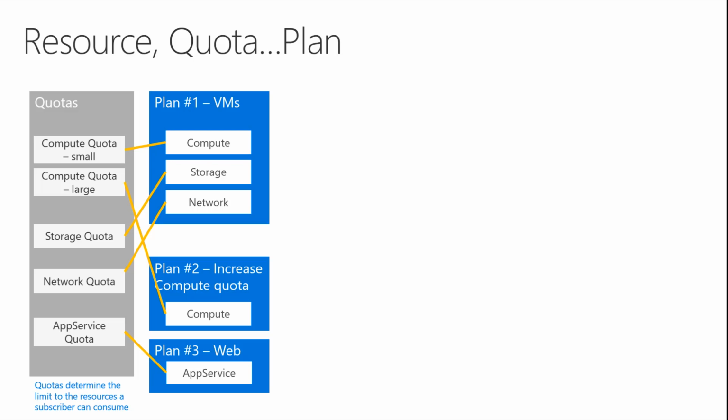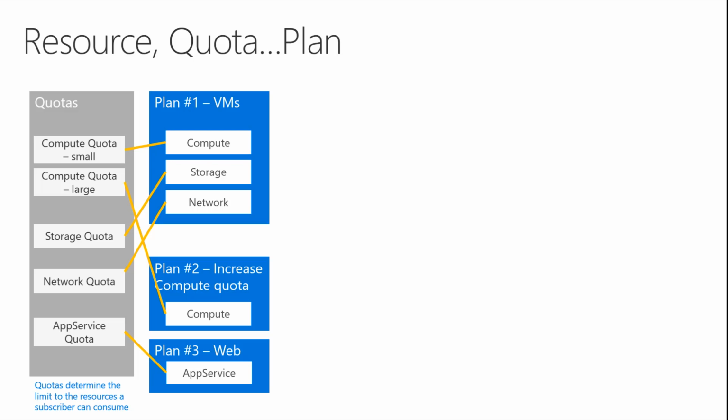Plans contain one or more services, each with a quota. So think about it this way, where the quota says how much, the plan says what. What are we going to allow our users to consume? So in this example, we have one plan that contains compute, storage, and network. We have another plan that says increase compute quota. And then we have a third plan that says app services.